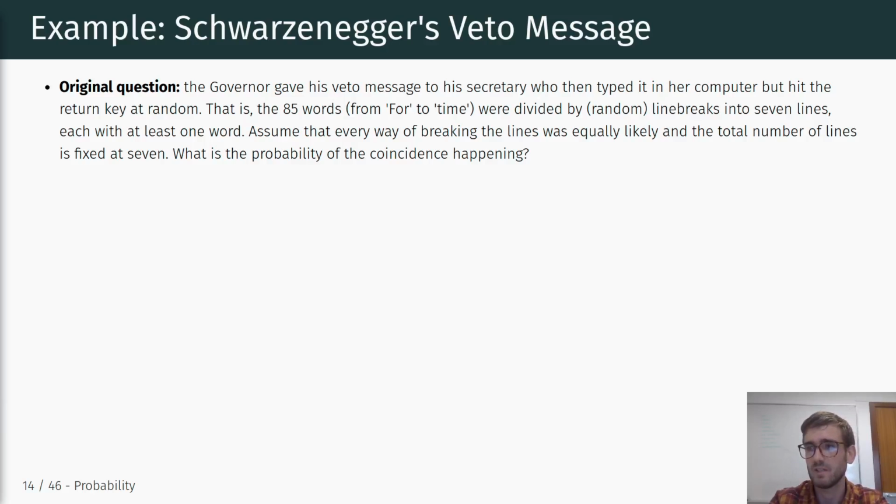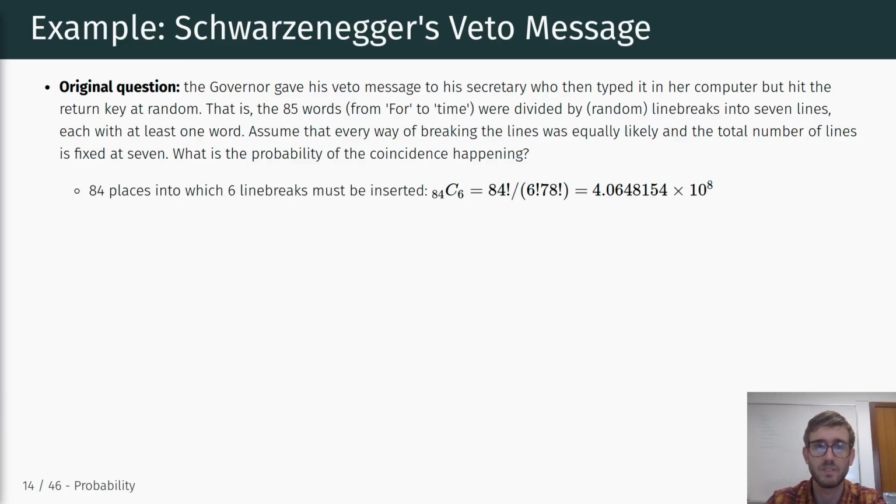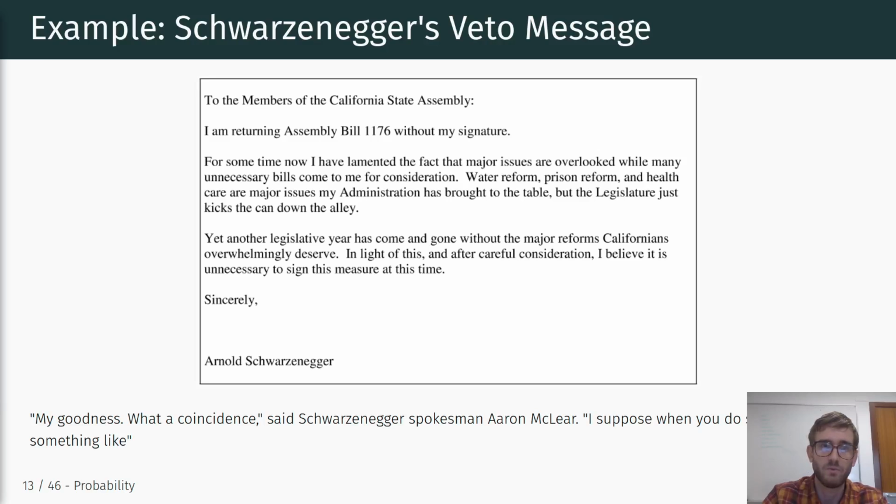Assume that every way of breaking the lines was equally likely and the total number of lines is fixed at 7. What is the probability of the coincidence happening? All right, so if we want to do that, of course, we need two components. First, we need to see that there are 84 places into which these 6 line breaks can be inserted, right? Because we have 85 words from "for" to "time".